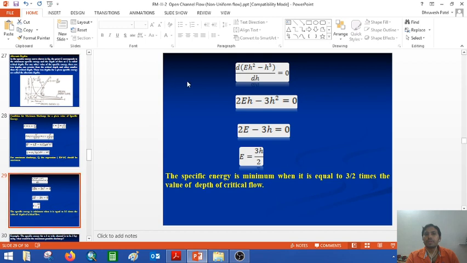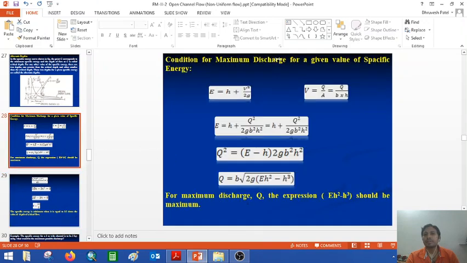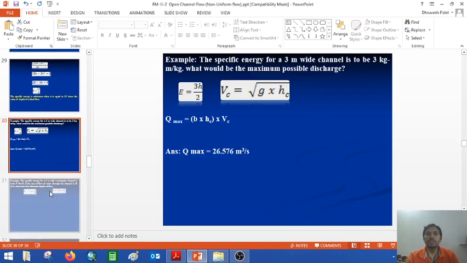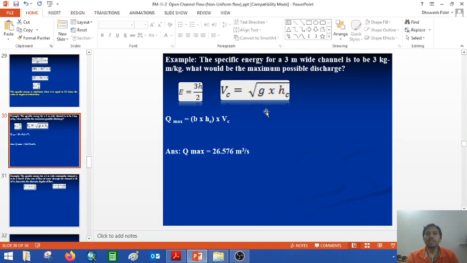Let me go further. Inserting this value, we take the differentiation of this specific energy with respect to the depth, and then we will derive the equation for E is equal to 3h by 2. So this is the specific energy, 3 by 2 into h, where the depth is critical, and that we consider as where we get the maximum discharge in the river, right? So these are the equations we have derived, and let me take one example.